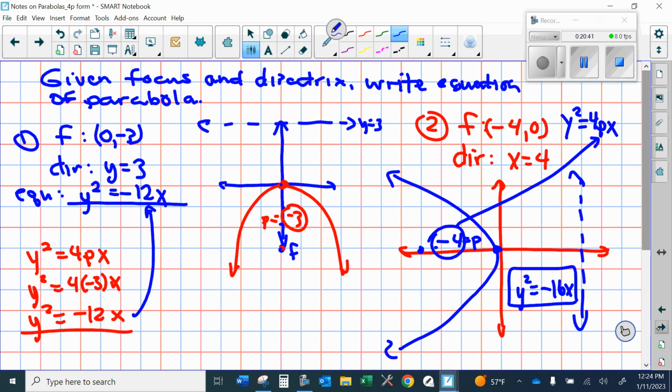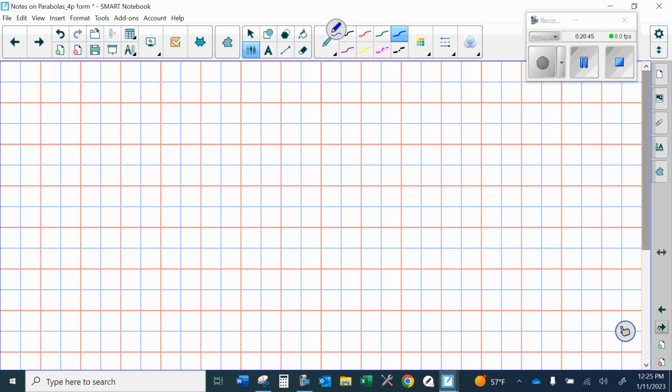Okay, so now let's go ahead and add in shifts. So the vertex is not at the origin. So let's have (y - 2) squared equals 16(x + 1).